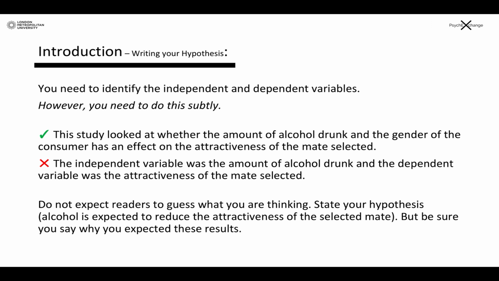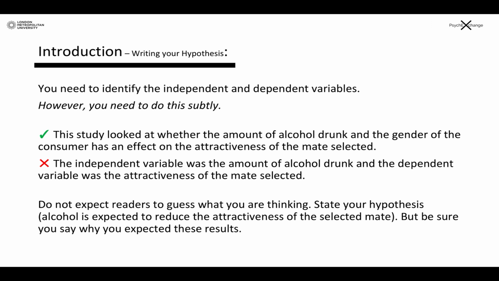When you are stating your hypothesis, there are a few things to keep in mind. First, you need to identify your independent and dependent variables, but you need to do this subtly. A good example is on the screen, and it reads, this study looked at whether the amount of alcohol drunk and the gender of the customer has an effect on the attractiveness of the mate selected. This is followed by a bad example, which reads, the independent variable was the amount of alcohol drunk and the dependent variable was the attractiveness of the mate selected. Do you see the difference? One's quite subtle and one is very obvious. We're looking for more subtle.